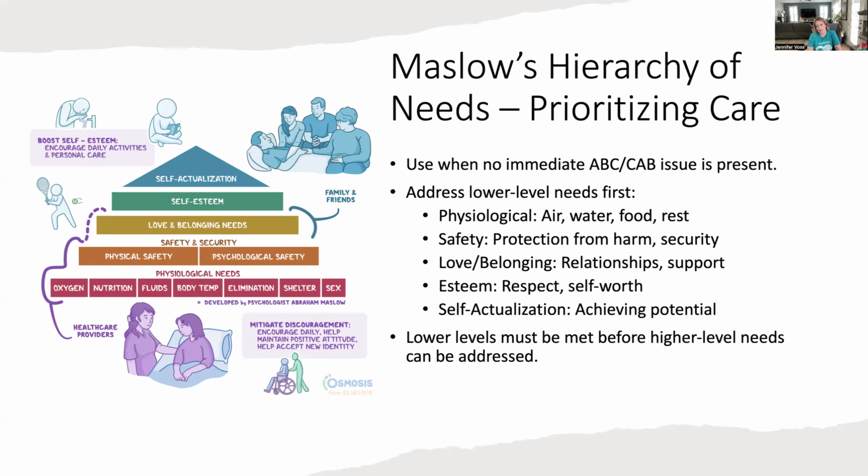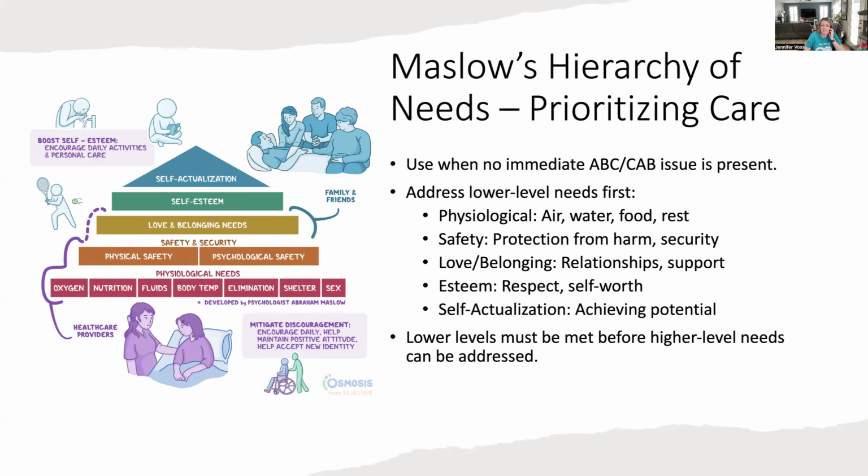hopefully we remember from our prereq work with psych and everything. We have this hierarchy of needs, right? The lower we are on the pyramid, the more basic the need is. So we have our physiologic needs, then safety and security, then love and belonging, self-esteem, and then our self-actualization needs. It basically states that we really can't meet those higher level needs until our lower level needs are addressed, which makes sense, right?